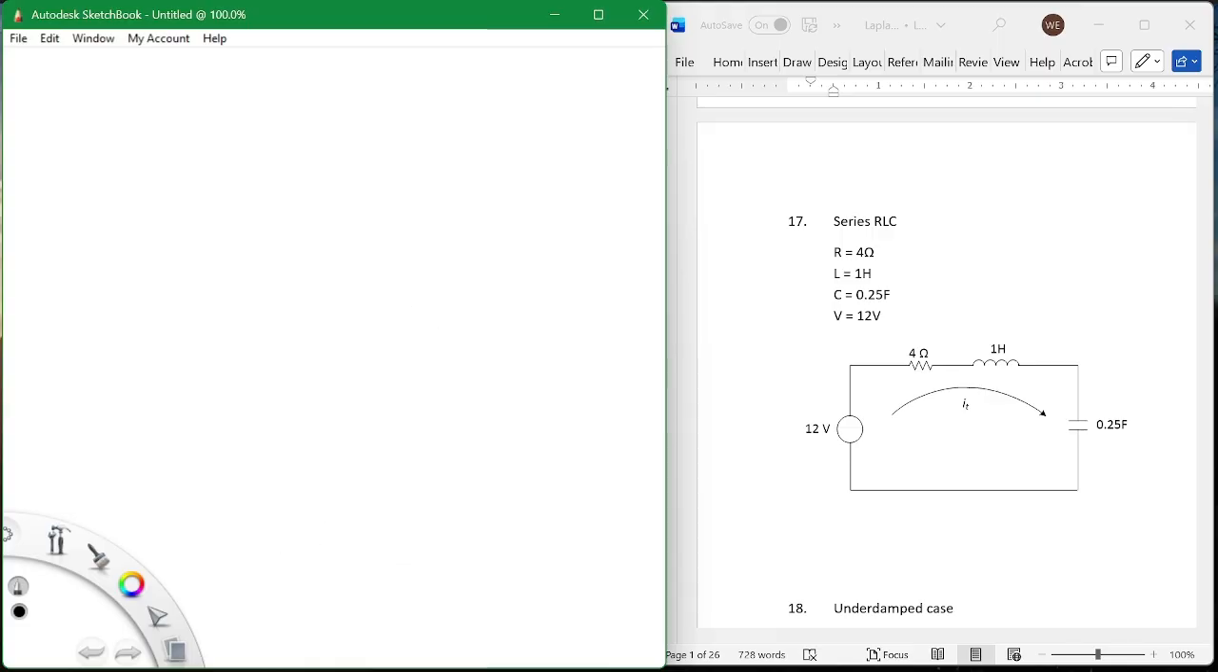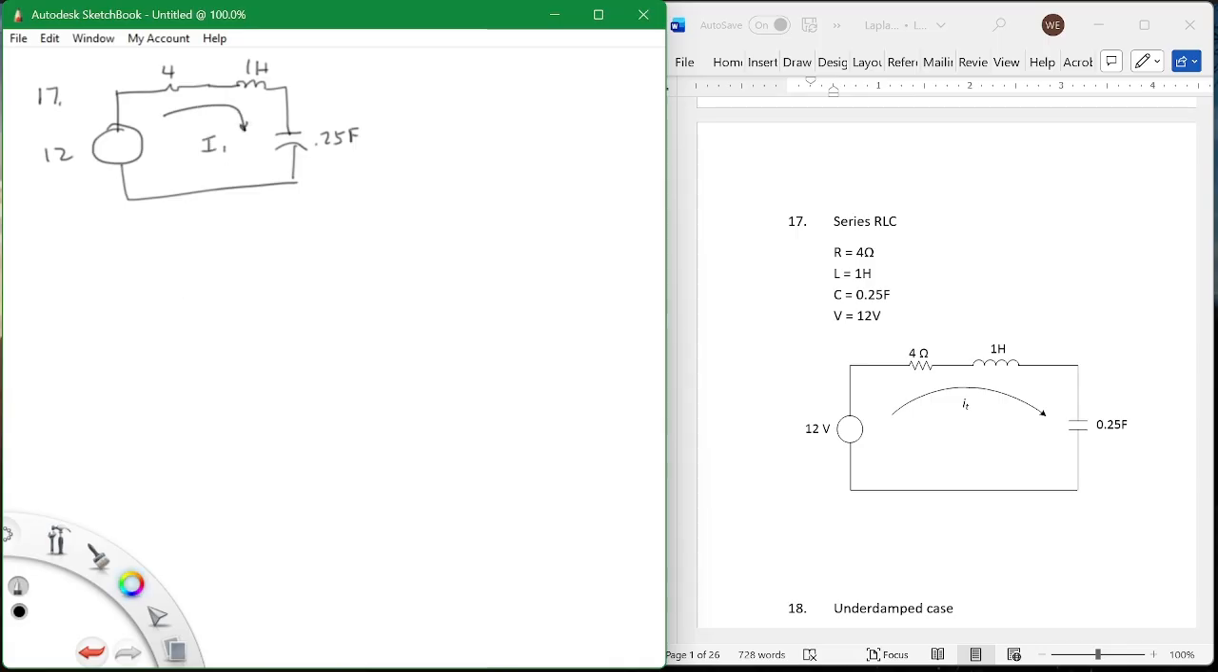Okay, so this is number 17, and we are in black. Okay, so number 17. This is 12 volts, and this is 4, and this is 1 Henry, and this is 0.25 farads.